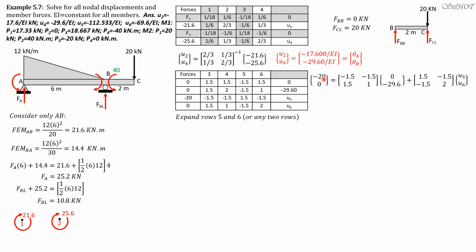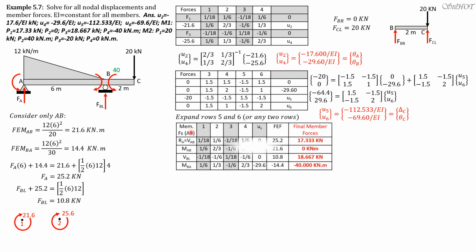Simplifying, negative 20 minus quantity negative 1.5 times 0 minus quantity negative 1.5 times negative 29.6 would be the value there. And for the second, 0 minus 1.5 times 0 plus 1 minus 1 times negative 29.6, so 29.6 will be the value of the second. The first row is negative 64.4, and we copy this matrix. Since this is 2 by 2, we solve directly U5 and U6, which correspond to delta C and theta C: negative 112.533 over EI and negative 69.6 over EI.